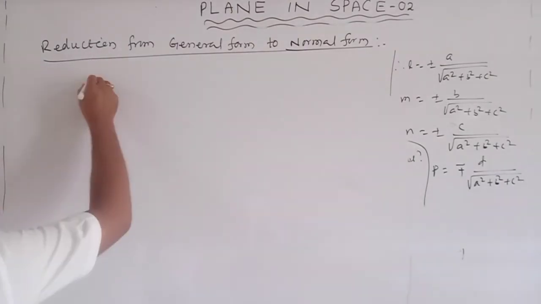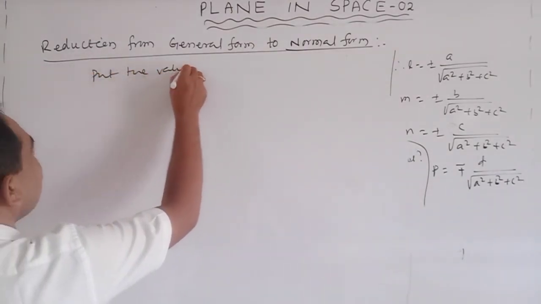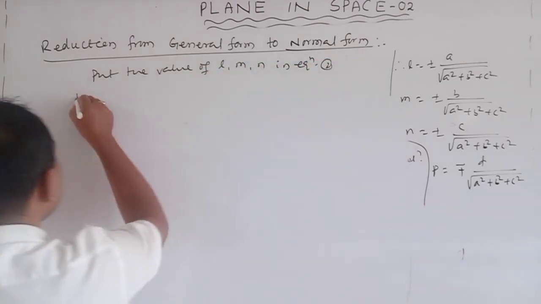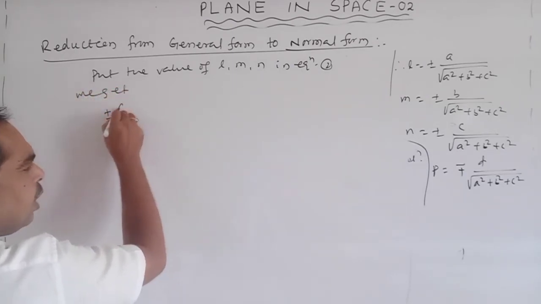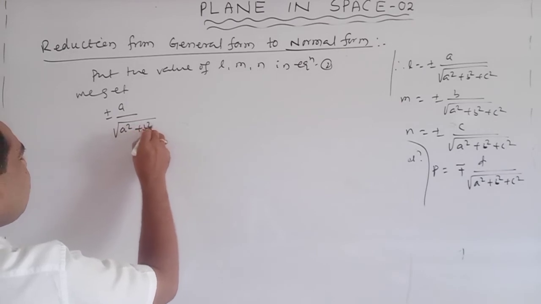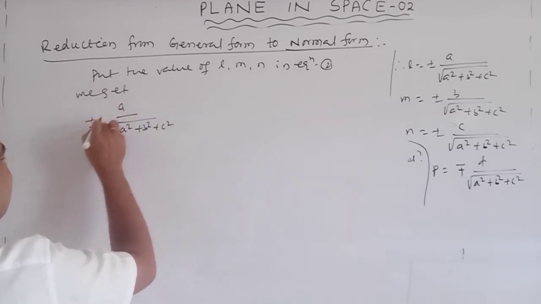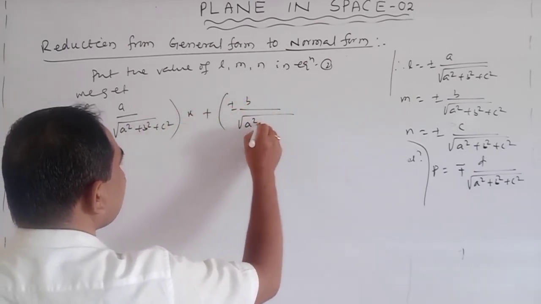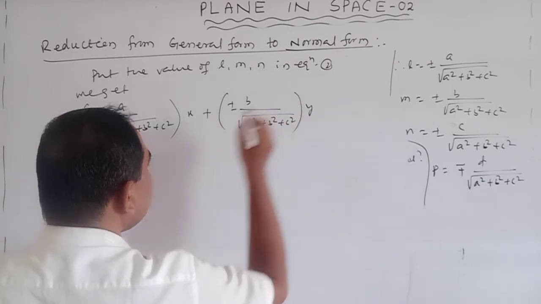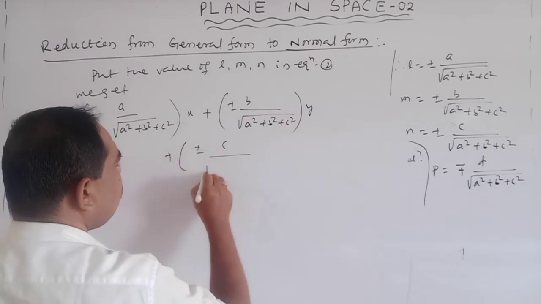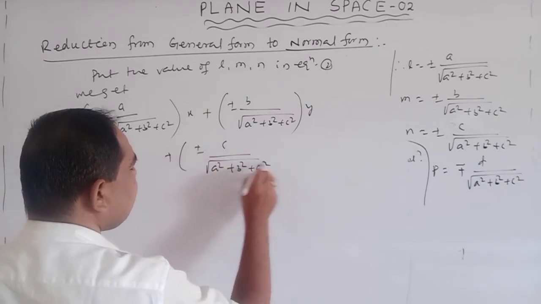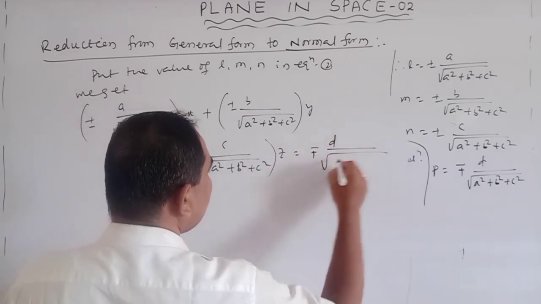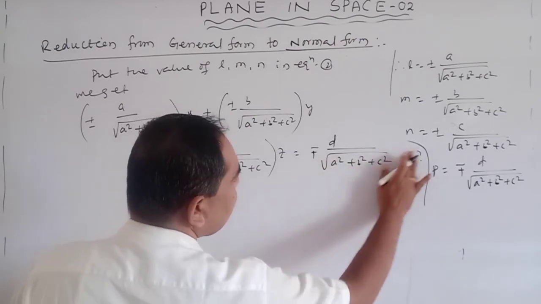Put the value of L, M, N in equation 2. We get plus or minus A divided by root A square plus B square plus C square into X plus or minus B by root A square plus B square plus C square into Y plus or minus C by root A square plus B square plus C square into Z is equal to minus or plus D by root A square plus B square plus C square.